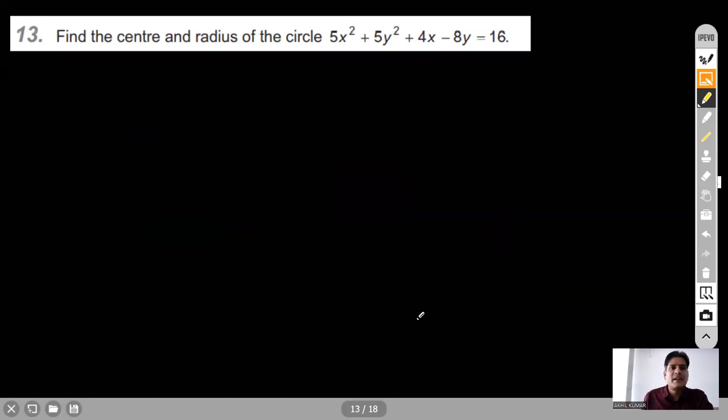So it is saying find the center and radius of the circle 5x square plus 5y square plus 4x minus 8y minus 16 equals 0. I have taken 16 to the left hand side. Now we have to find the center and radius of the circle.